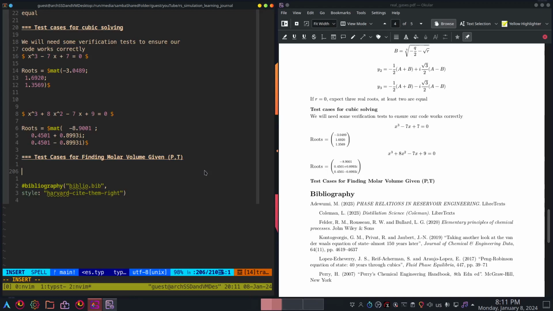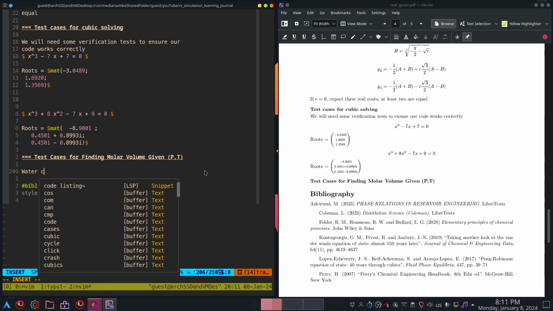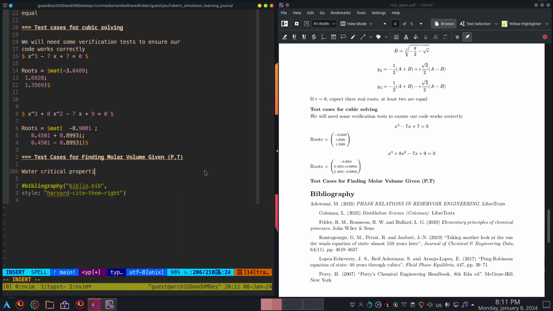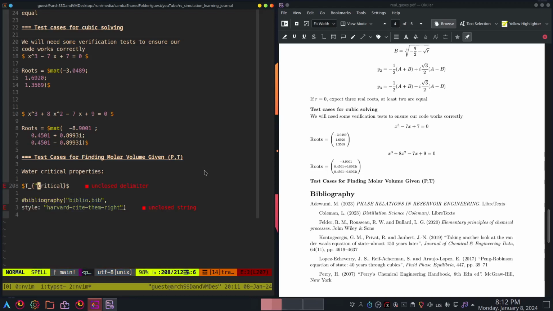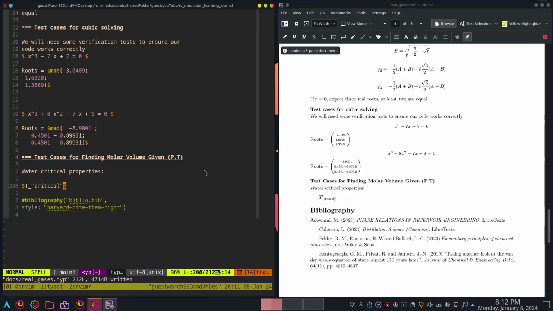I'm going to use the Peng-Robinson equation of state to calculate the vapor volume at a certain temperature and pressure. So for water, the critical properties. I'm just going to put TC here, T critical. I'm going to have to put them in quotes. Let's see whether this turns out right. I don't need the brackets there. T critical equals how many Kelvin? 647.1.